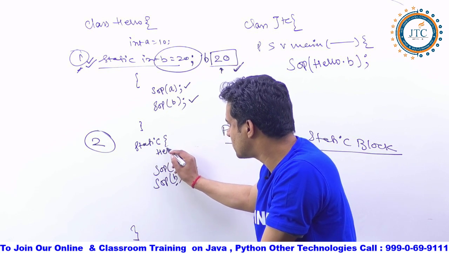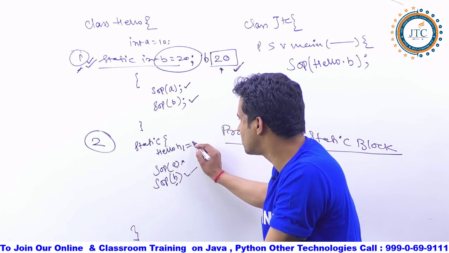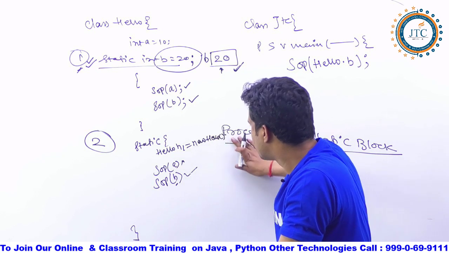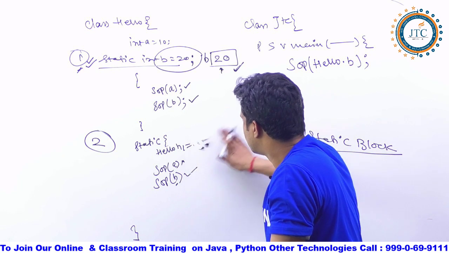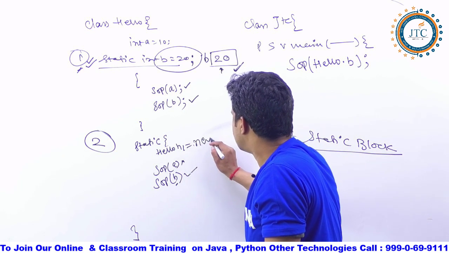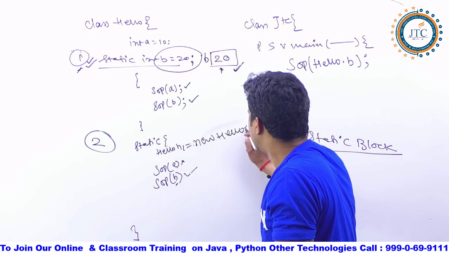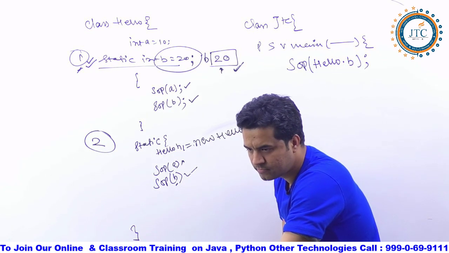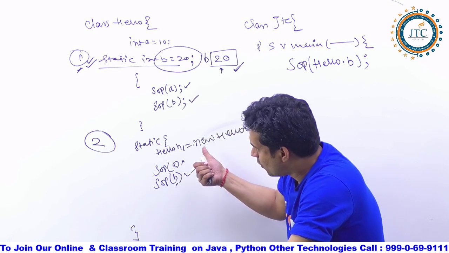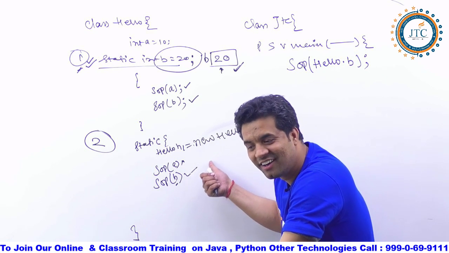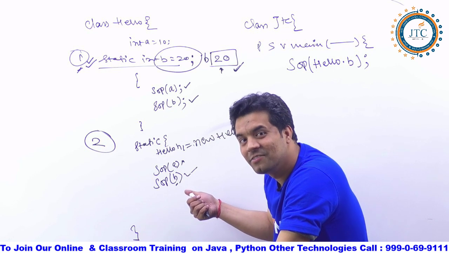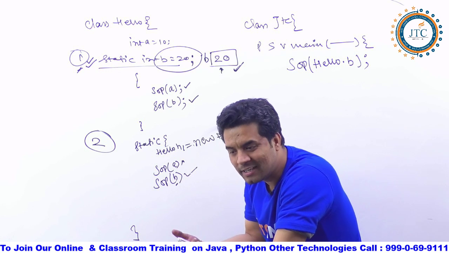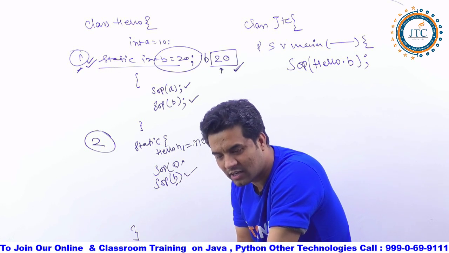So B I am able to access, A I am not. Suppose I am writing Hello h1 is equal to new Hello, right? Fine. So are you getting my point? What I said, we cannot access A, which is an instance member, directly inside the static context, right?